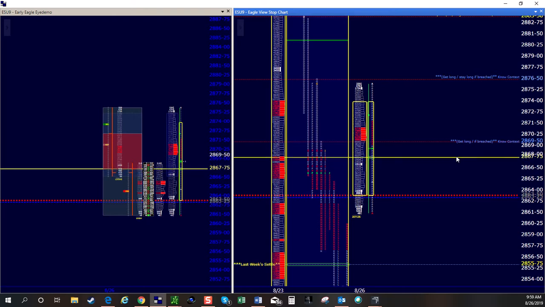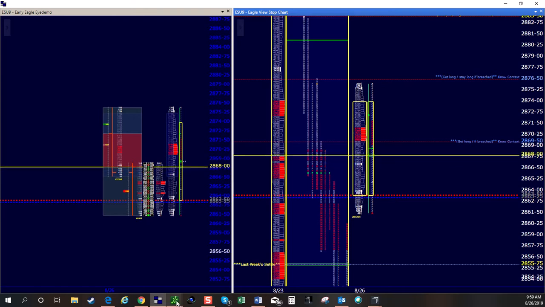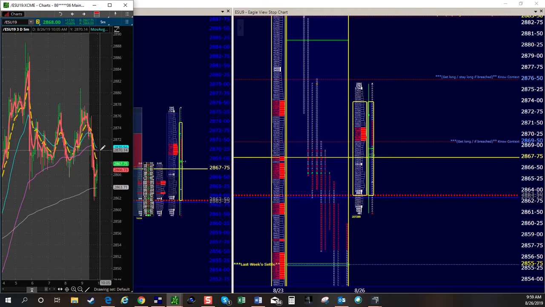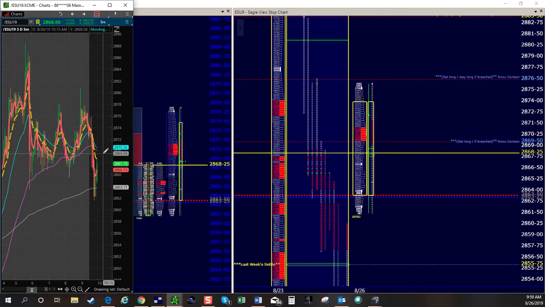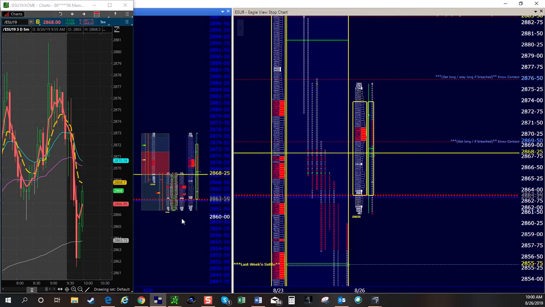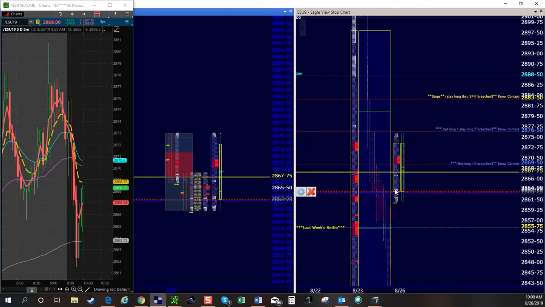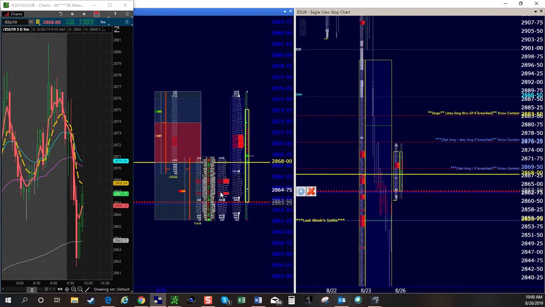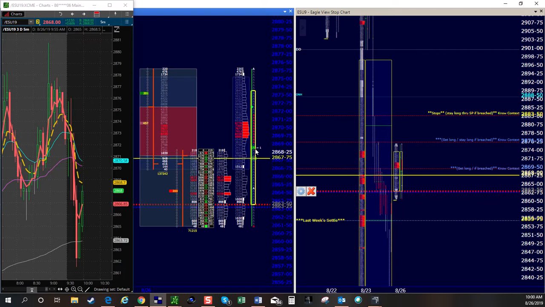So right now it's trying to make an assault. But as I talked about, here's the resistance. Here's the resistance. So I might look to take my profits in and around this resistance, if we can't show that it wants to aggressively get through there. So we're trading around the developing half back. We got that touch there.